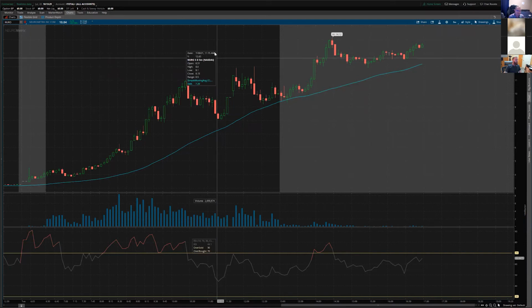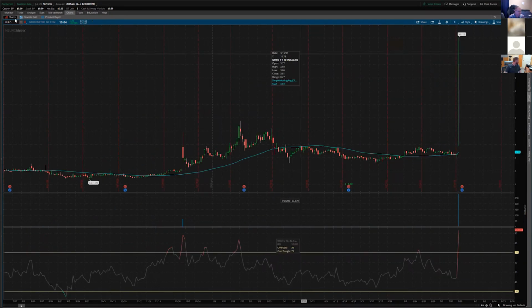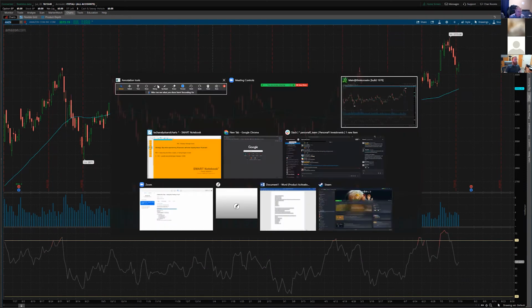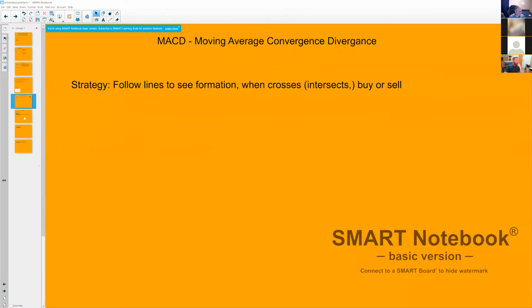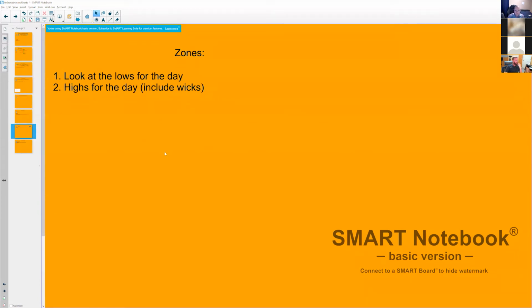Okay, I'm going to do one last thing, and I chose Amazon for a reason, because it has a pretty good one. This is talking about zones. I'll talk about zones again on Thursday, but zones are basically looking for patterns for the high and low for the day. That can give you an idea of how high the stock can go or how low it can go.